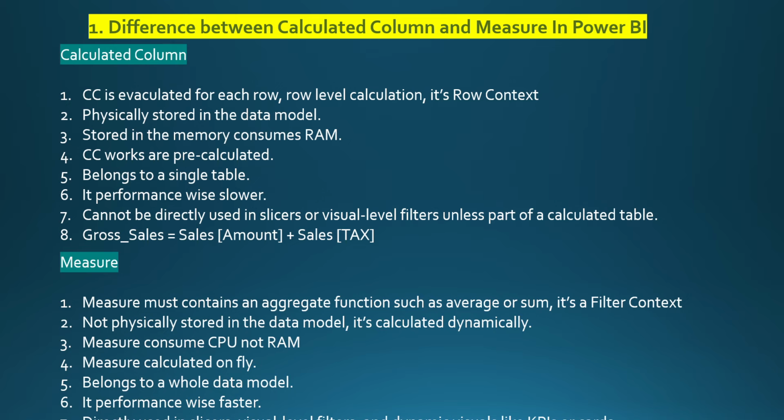Total sales is equal to the sum of sales amount. We can find total sales easily using the SUM function. Now we will give an example. If you want to calculate profit for each row in our sales data, use a calculated column. But if you need a total profit based on user-selected filters, then we go for a measure. That is the example.